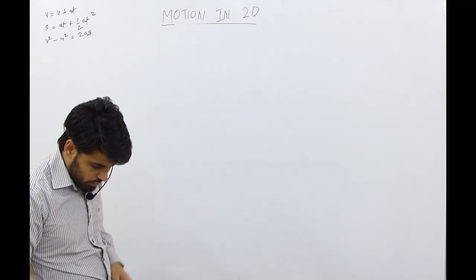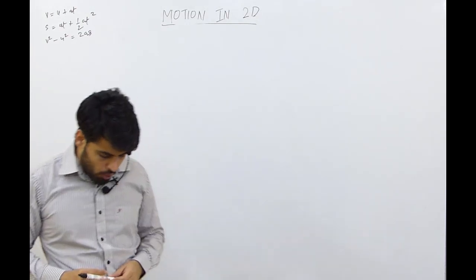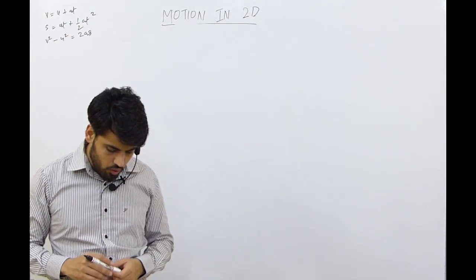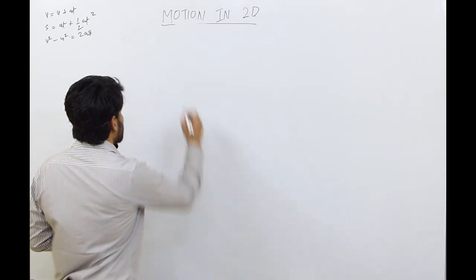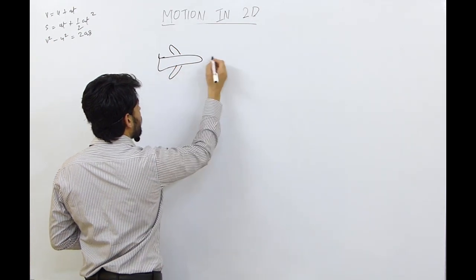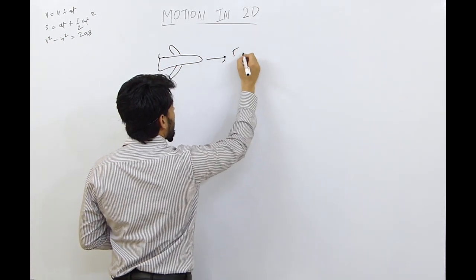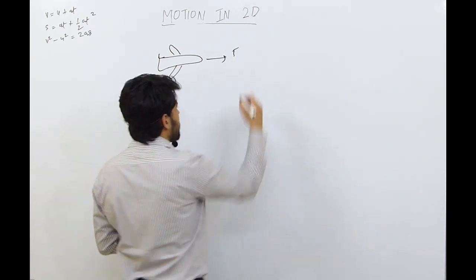Again, one question is there. I'll read that question out for you. A bomber plane moves horizontally with a speed of 500 meter per second. A plane is there which is being moved in this direction at the velocity of 500 meter per second.